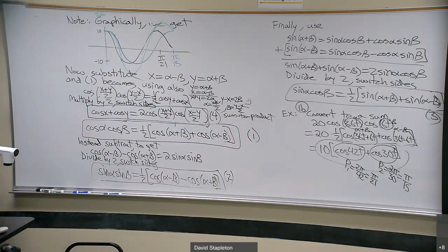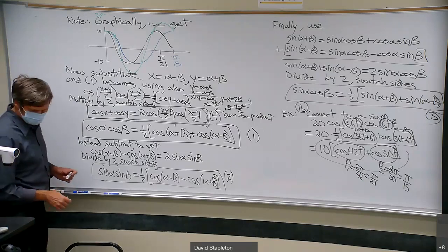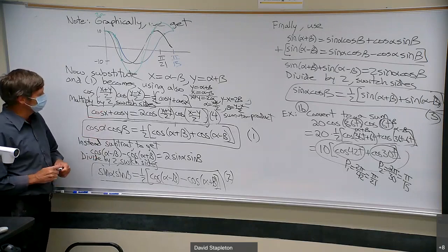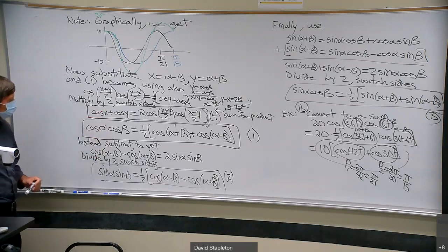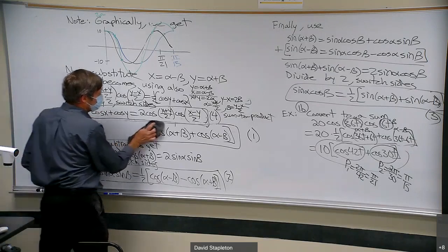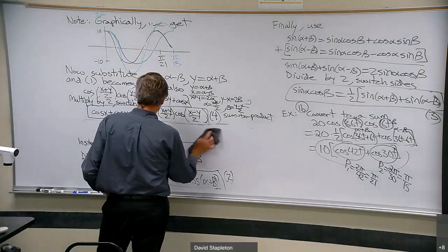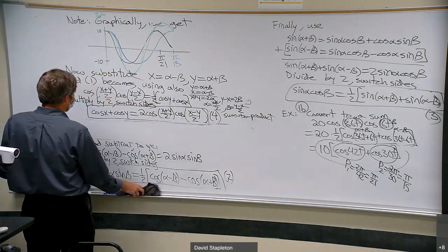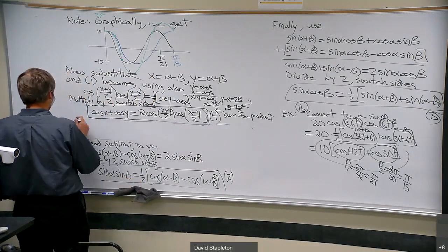Now I can rewrite the sum as a product. And you can do that with each of the other two also. So this one converts into this one just by a substitution. All right, so cosine plus cosine converts. And similarly, the other by the same substitution.